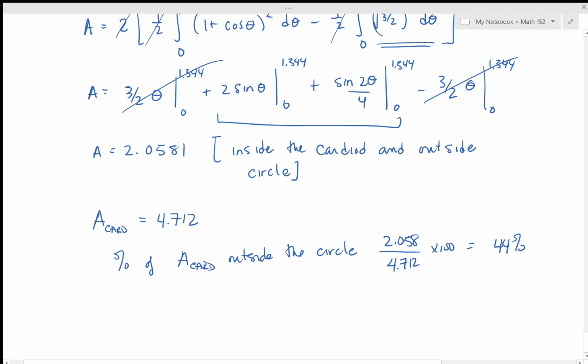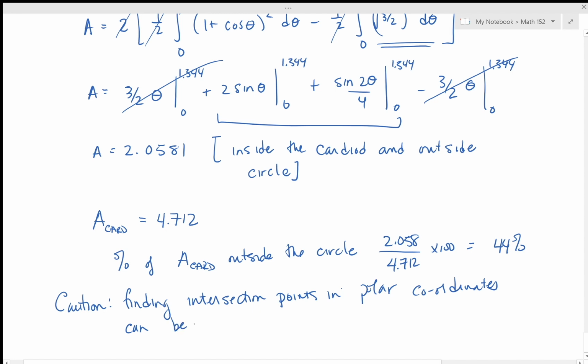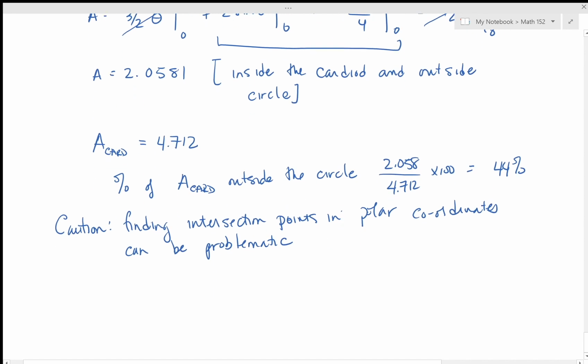And then the final point I want to make here is that we need caution when finding the intersection points in polar coordinates. Finding intersection points in polar coordinates can be problematic. So you need to be thinking clearly, and you may be using a graph to make sure that you're seeing what's going on. A visual picture can be really helpful.